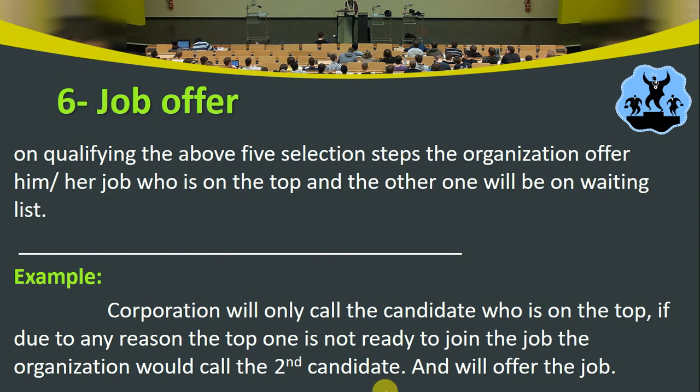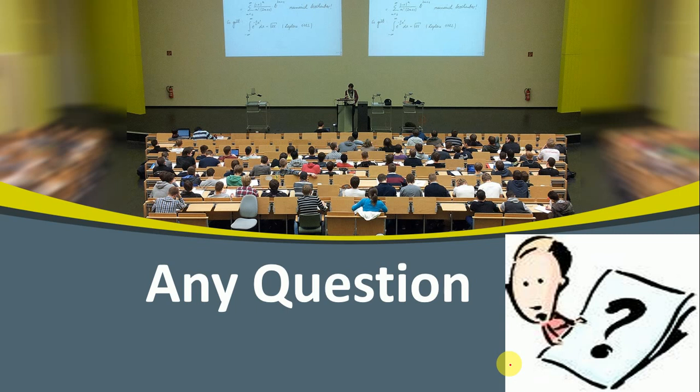مثلا corporation will only call the candidate who is on the top. If due to any reason the top one is not ready to join the job, the organization would call the second candidate and will be offered the job. So this is it.